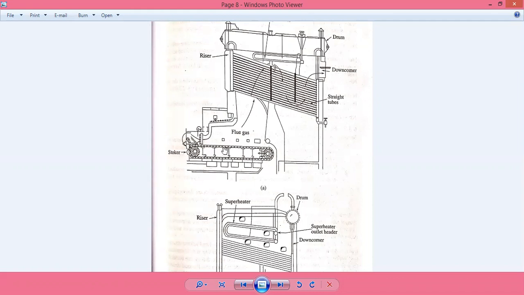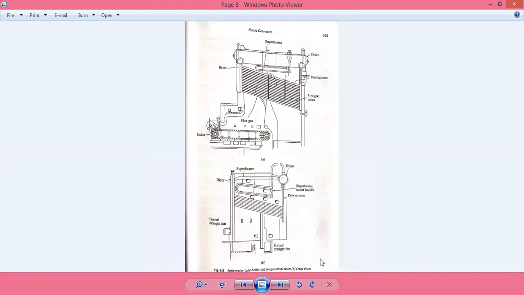And here is the stoker itself, where the flue gases are generated and sent to surround the tubes. Now it is a straight tube boiler, because the tubes are straight. There is no bend from one end to another, and they are fixed between the riser as well as the downcomer itself. But this process of heat generation is more economical, because a straight tube can be easily replaced, opened up and cleaned, and then fixed again for the next operation itself.